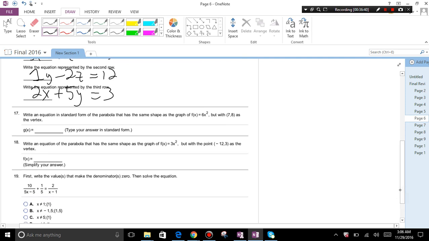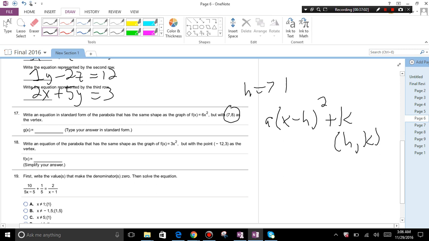For 17, we're doing parabola stuff. Here's the standard form of a parabola, a times x minus h squared plus k. And they gave us the vertex. We know that the vertex is (h, k). And they gave us h and k. So h is 7 and k is 8.